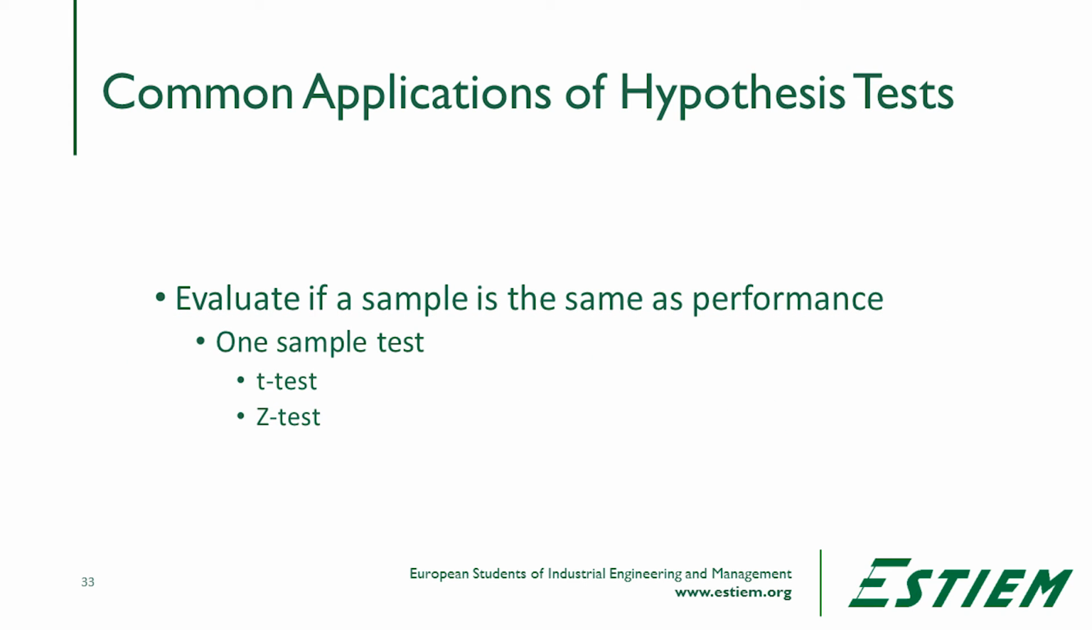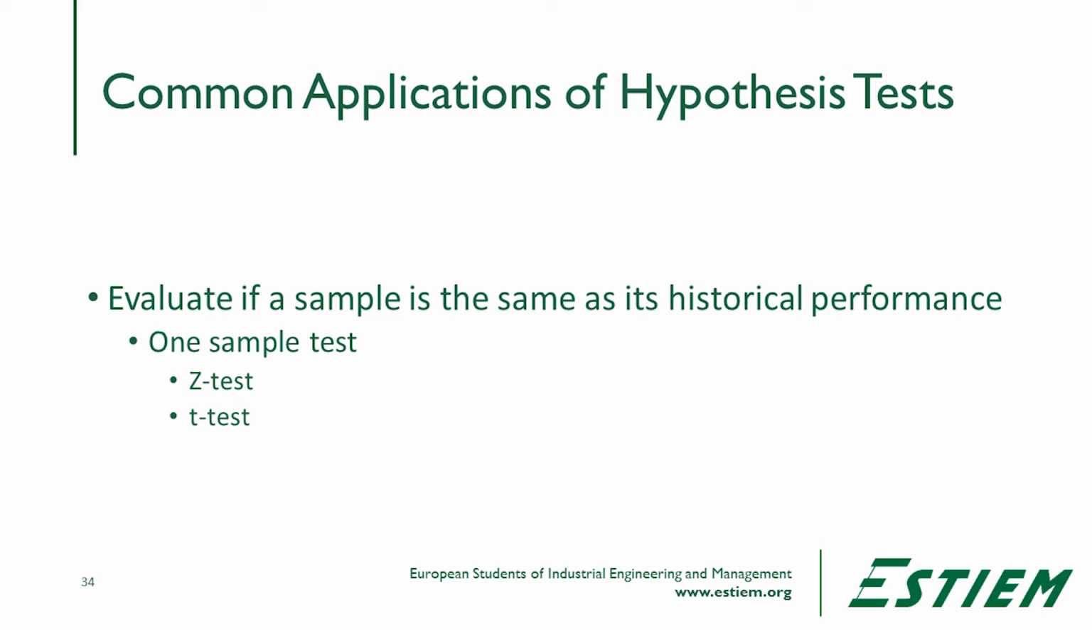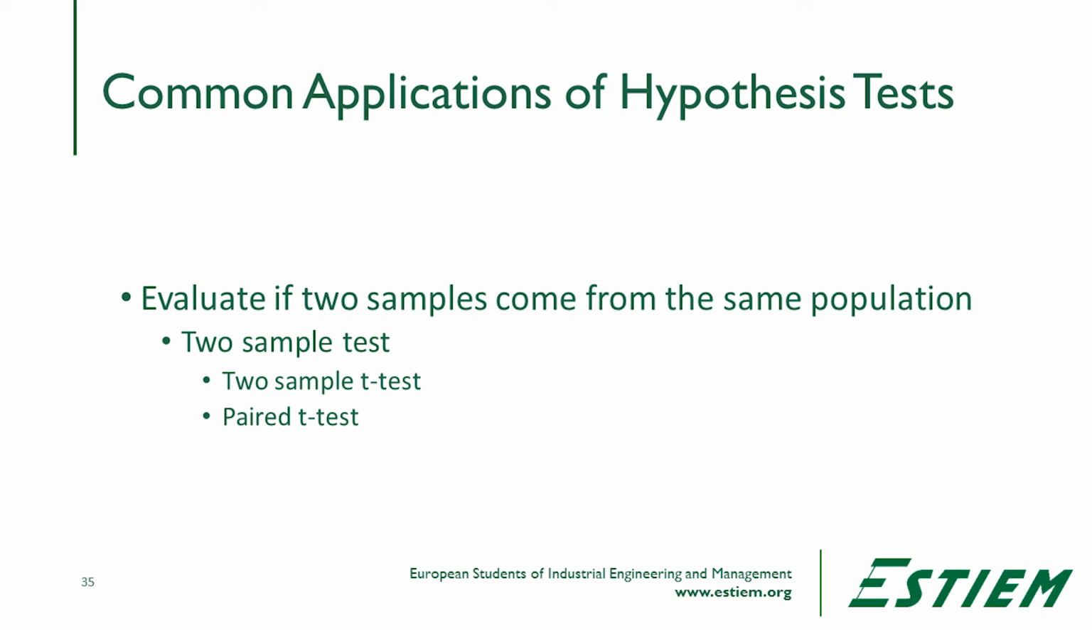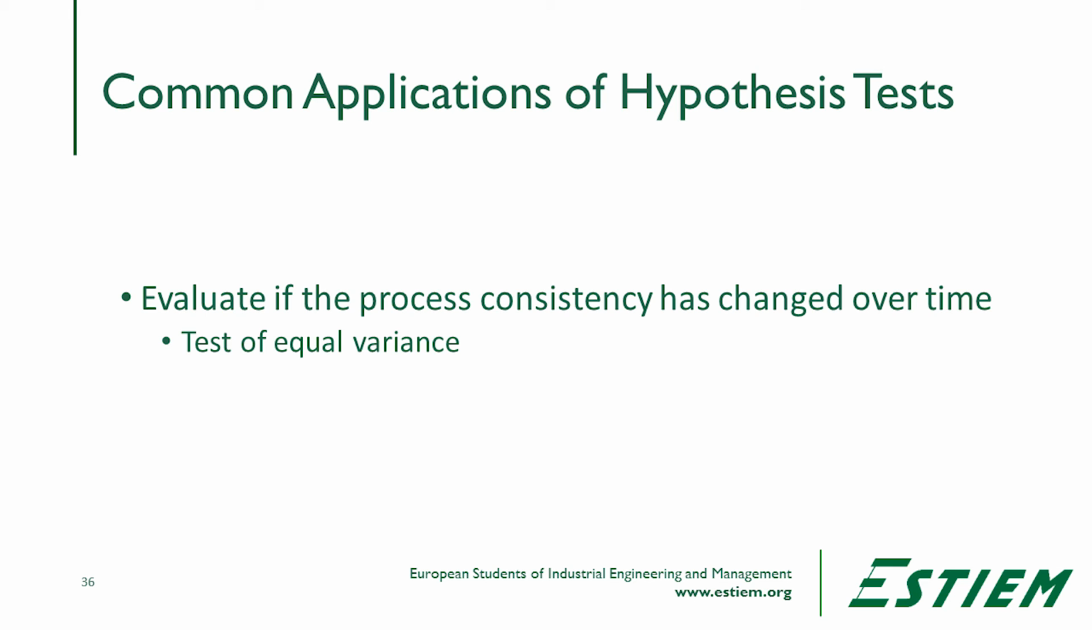So if the sample is the same as performance, so a one sample t-test, based on sample size, it could be a z-test. The sample is the same as historical performance. It's a one sample test, either z-test or t-test. Do two samples come from the same population? In other words, were they made the same way? Or was there a difference? I changed the process. Did it make a difference? Or we changed the design of something. We test before and after the design. That's going to be this two sample t-test. Or it could be a paired t-test, but that's very rare. Or we can evaluate, has the process consistency changed over time? And this would be seen as a test of equal variance.